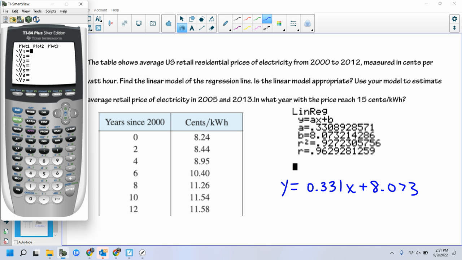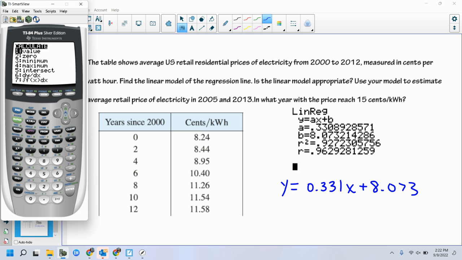Remember, we go in here and plug in vars. Choice 5 is statistics. And then I scroll right twice to EQ to get RegEQ. All right, so I'm going to Zoom 6. And now you could either go to your table to find the x value of 5 and the x value of 13, but I'm just going to zoom. Should I zoom out? Yeah, let's zoom out. Zoom 3, enter.